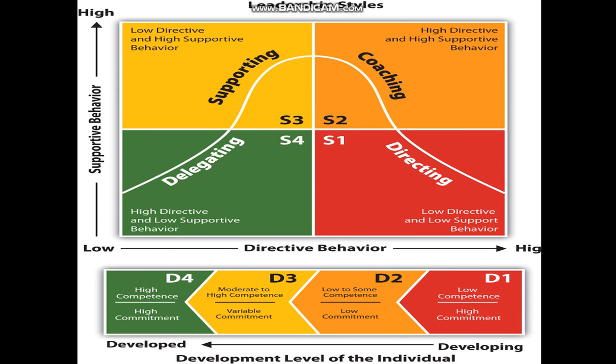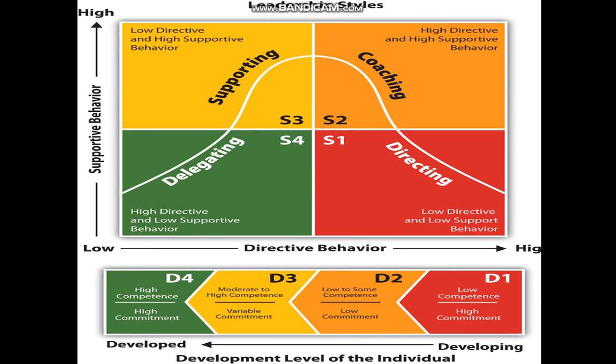Diagram of the leadership styles. There are 4 leadership styles: S1, S2, S3, S4. That is, S1 stands for directing, then S2 coaching, S3 supporting or participating, then S4 delegating.